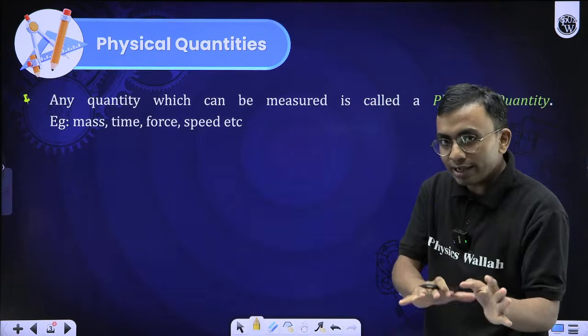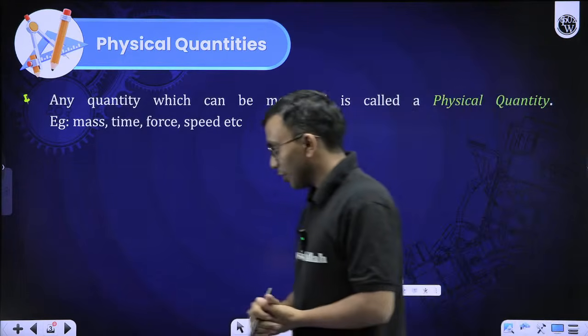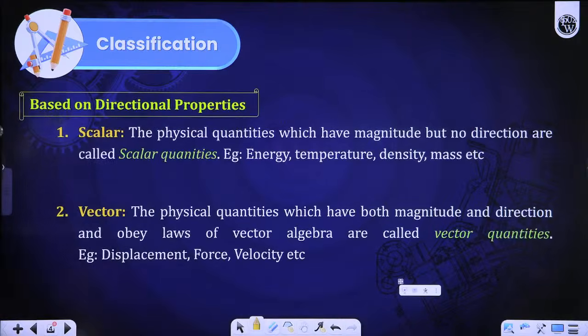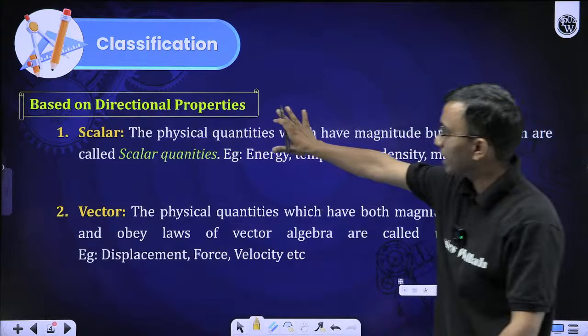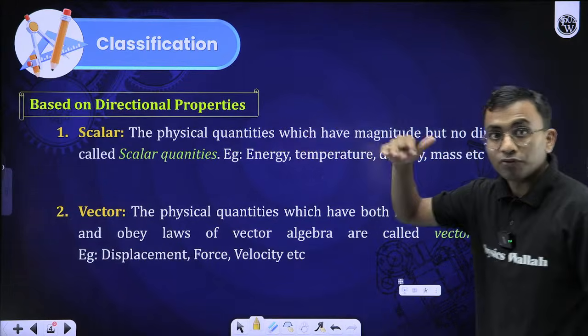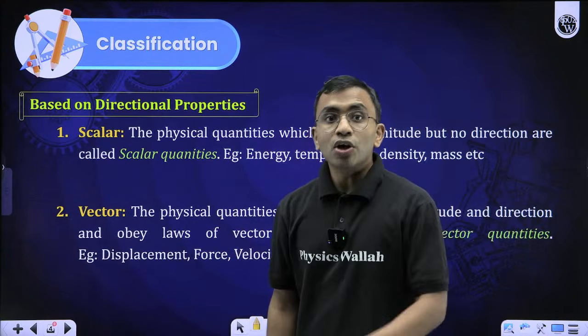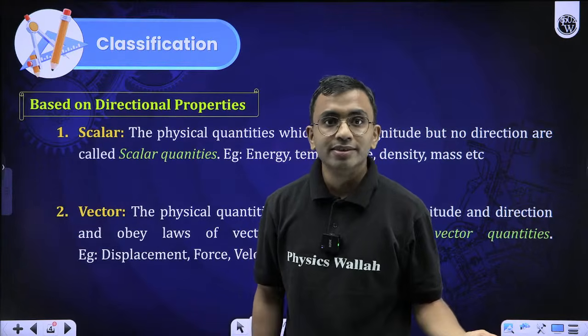Now let us categorize physical quantities. Physical quantities can be categorized in two ways. The first categorization is based on the directional properties. A few physical quantities are scalar, a few physical quantities are vectors.